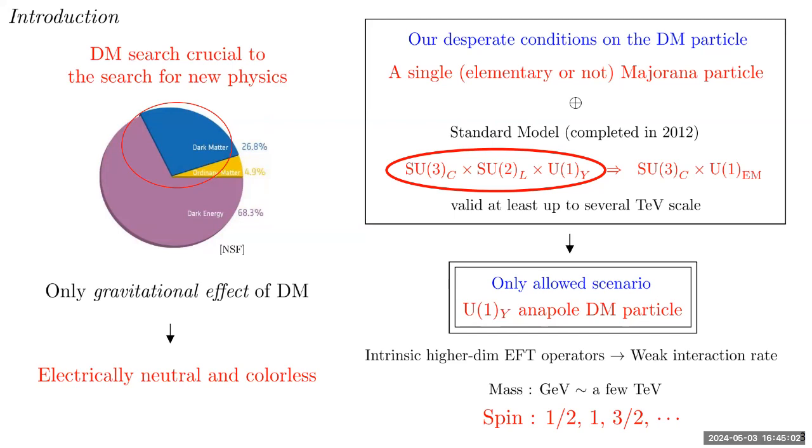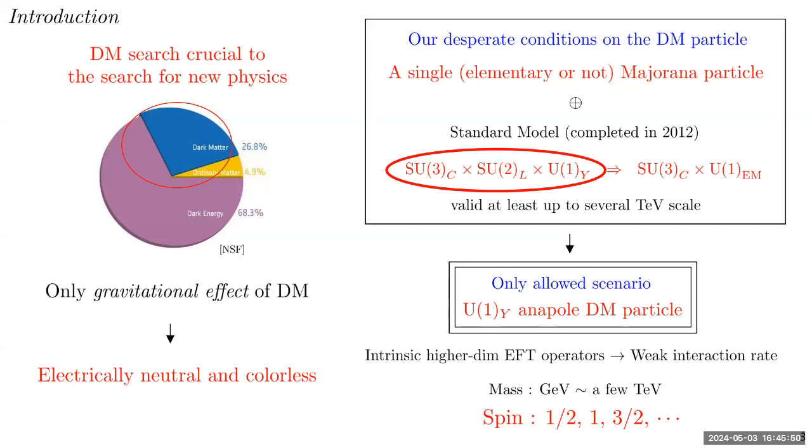Even though we consider only these two conditions, the allowed scenario for the dark matter particle is only one: the U(1) hypercharged Anapole dark matter particle. If the dark matter particle has some magnetic moment or electric dipole moment, it could couple to the photon, but because it is a Majorana particle, that is not allowed. So the only allowed interaction is the Anapole interaction.